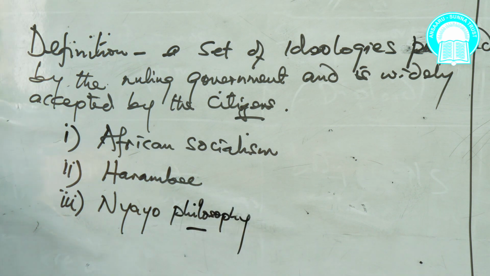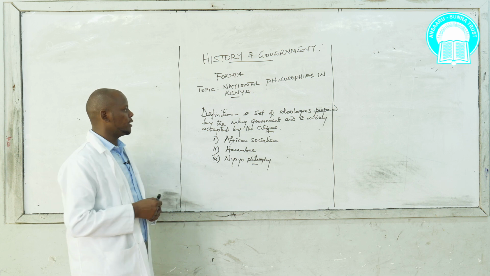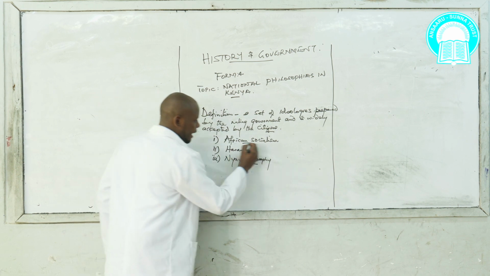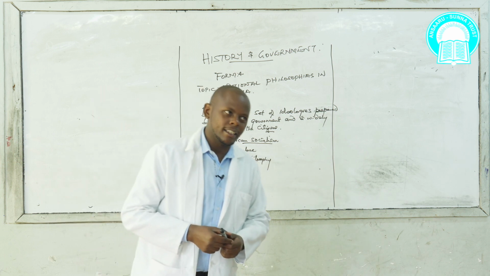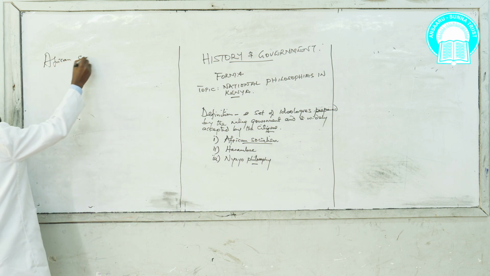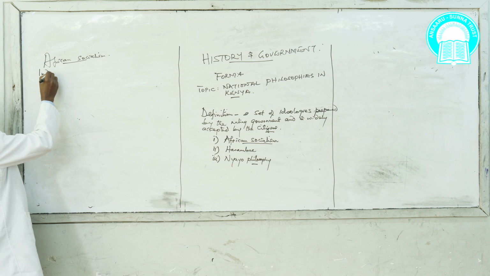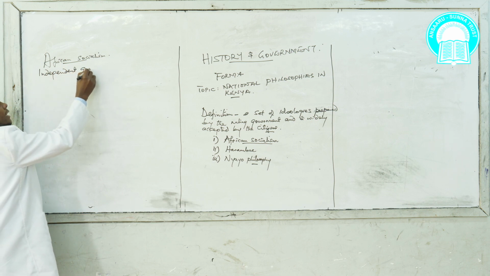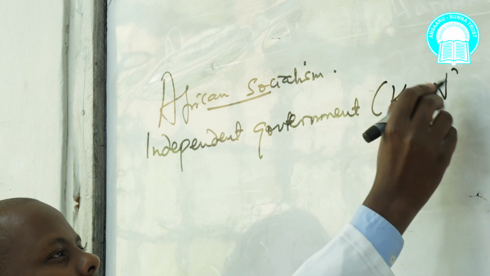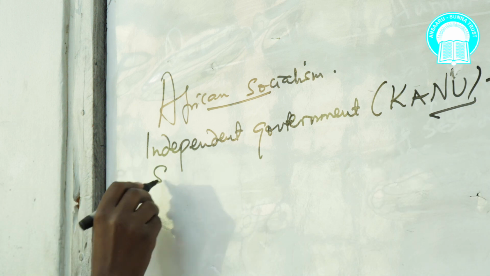In the previous lesson, I covered the introduction to this topic, that is national philosophies. I did define the concept of national philosophies. I discussed in detail the concept of African socialism as a national philosophy. I said African socialism was a national philosophy prepared by the independent government, that is the KANU government, in 1965. It was contained in Sessional Paper Number 10.